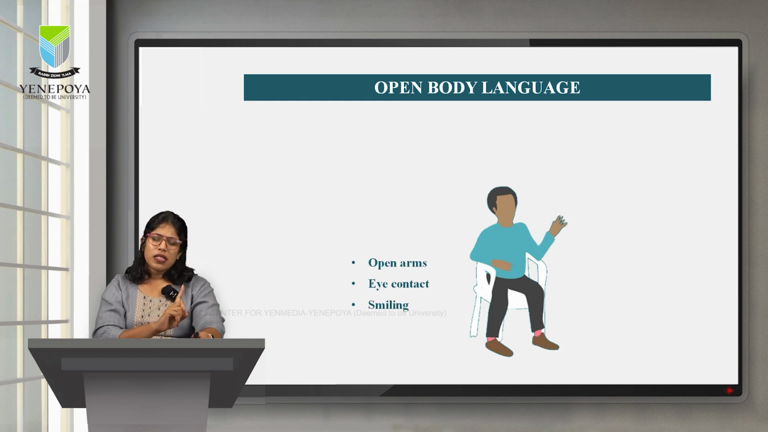Smile. This is the most beautiful curve any person can have on their face. And when you smile, you immediately and instantly attract the audience or the person you are trying to talk to. So smile is very important when you're having an open body language.